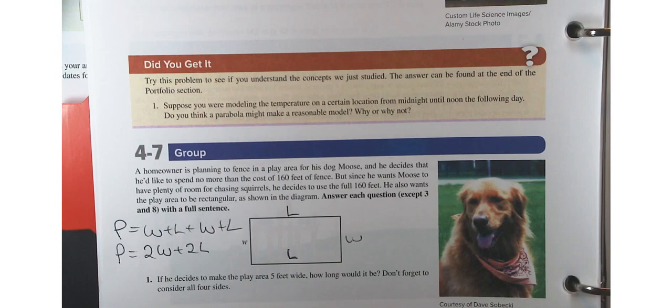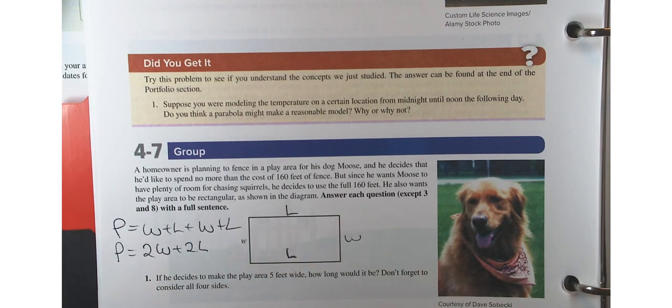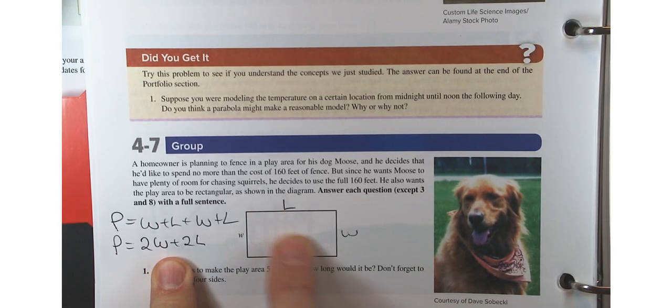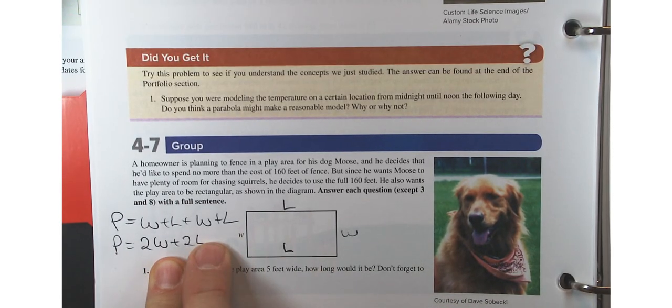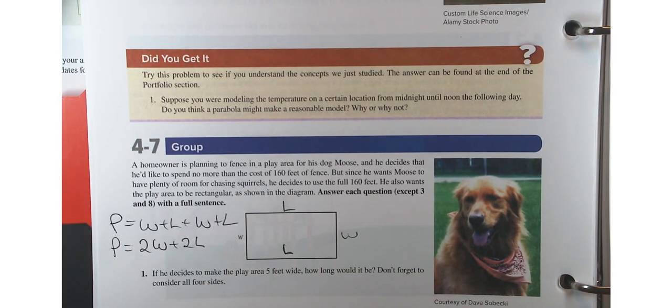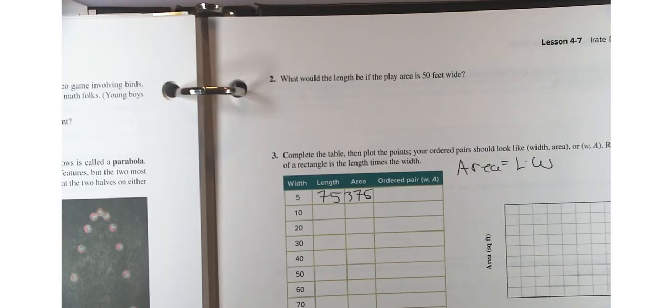So we're going to see if we can figure out a nice general formula for how wide or how much area we're going to have in this, and how long it's going to be for a given width. So Moose is going to get a playpen and we're going to see how big it's going to be. The first one here we kind of did by hand.